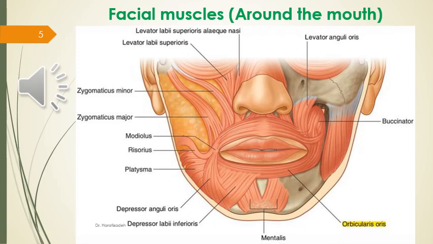Mentalis originates from the incisive fossa on the body of the mandible and inserts into the skin of the chin. Its action is to produce wrinkles on the chin. Depressor anguli oris originates from the mandible and attaches to the modiolus. Depressor labii inferioris originates from the oblique line of the mandible and attaches to the inferior lip.